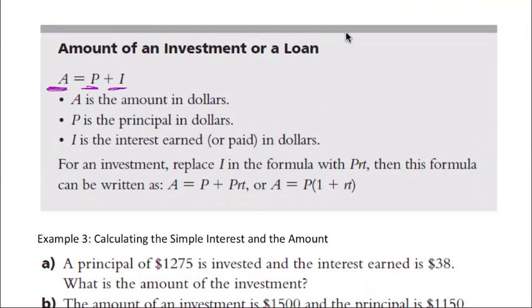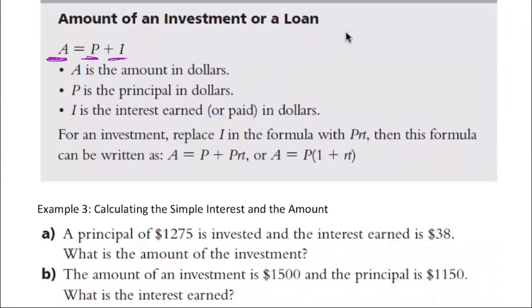A couple of other formulas that sometimes get used are very simple, or not simple, but are just manipulations of this. I know that the interest is equal to PRT, so I could rewrite that formula as P plus PRT. And then from our factoring knowledge, I see I can factor out a P, and I can get this formula too. So two other formulas that can be used, not necessarily have to be used, but can be used in these types of questions.